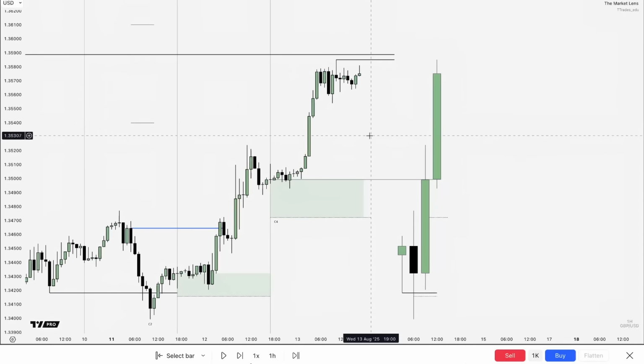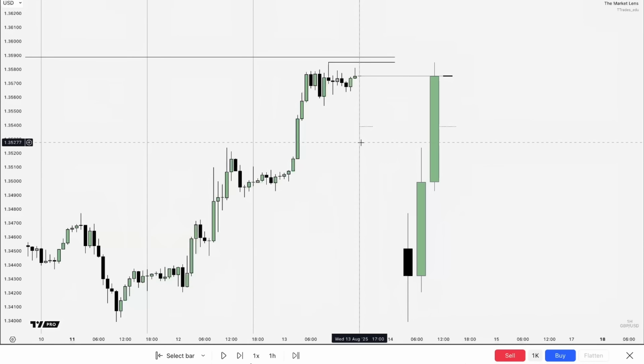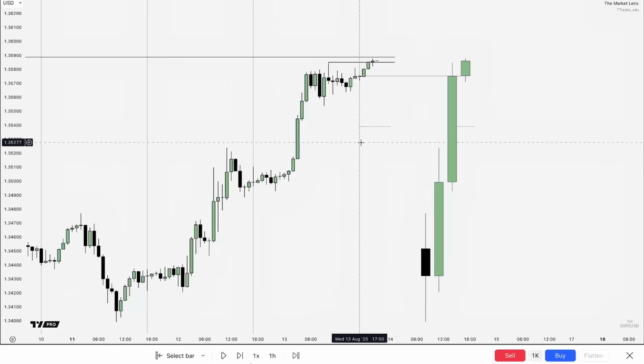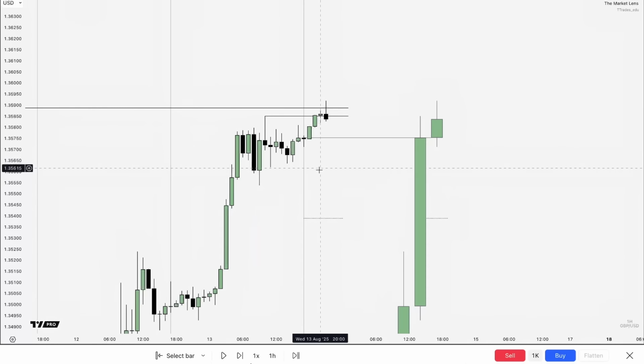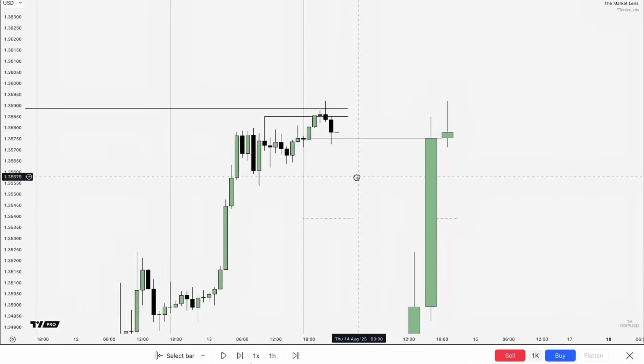But let's focus on this price action up here. So as we get into the new day, we have expansion, consolidation. We want to see the consolidation run out. So we have expansion into this high. Do we get expansion back lower? And yes, we do, right?